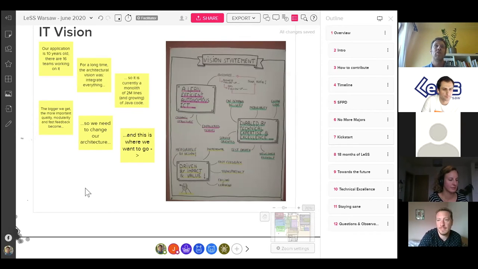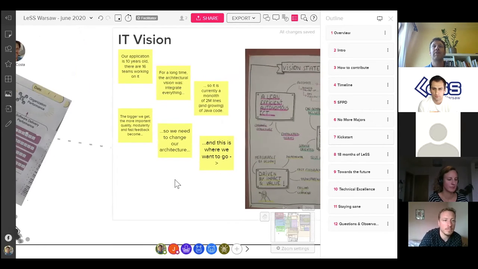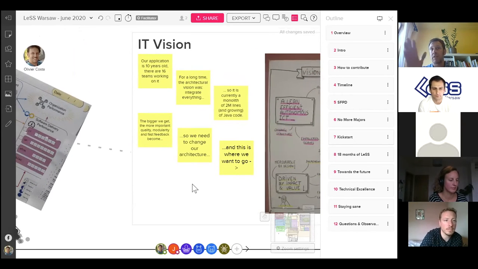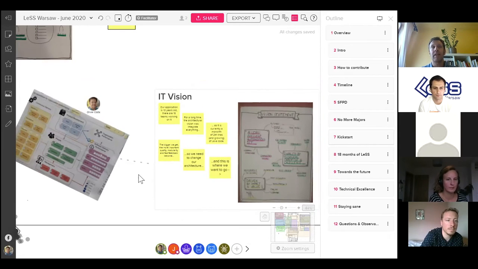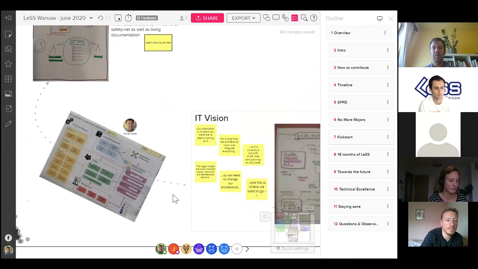So for that, we came up with a lean and efficient autonomous ICT, which is enabled by technical expertise and excellence, and is driven by impact and value. So those are the key things we want to move toward. That was our direction, and we were looking for support in that. How can we realize that? Because having a big monolith, developed over 10 years, it's not a small thing to make it modular and a little bit more flexible and easy to extend.